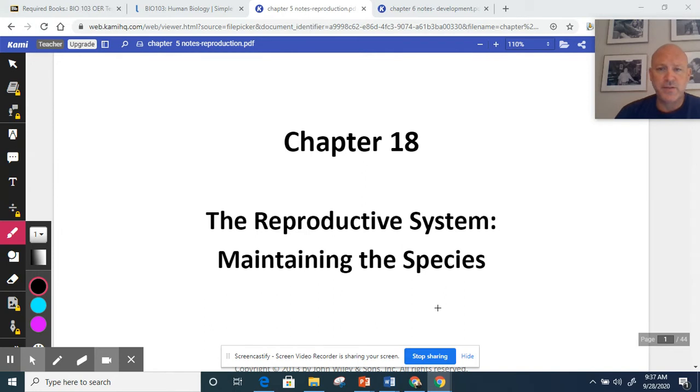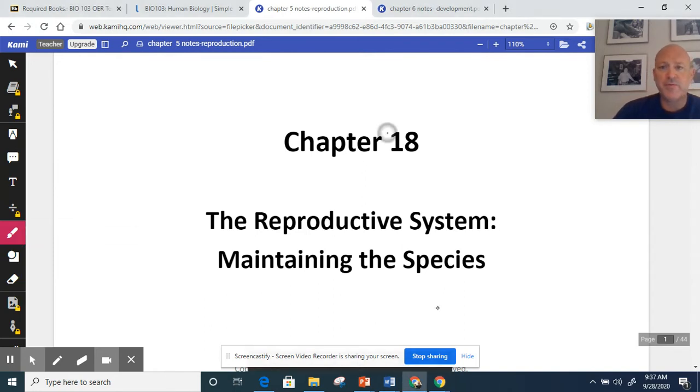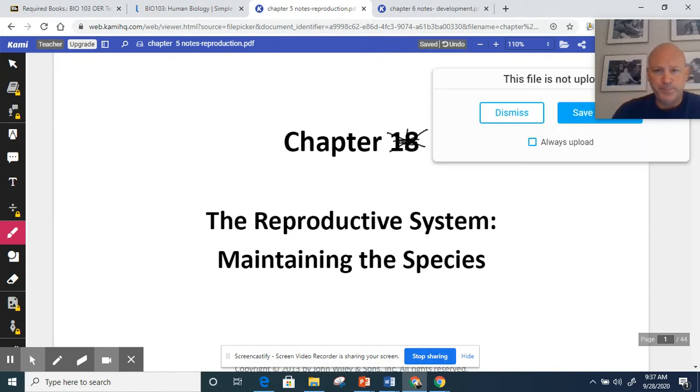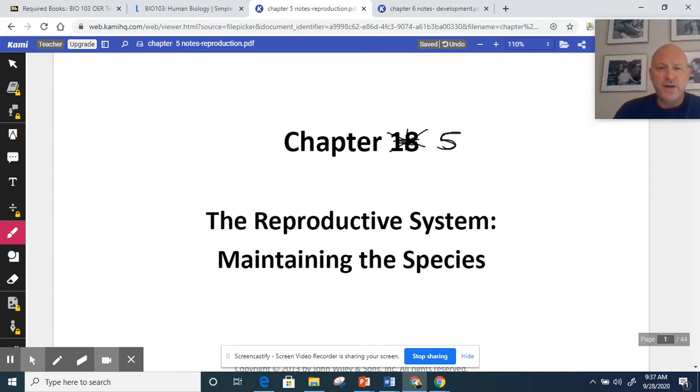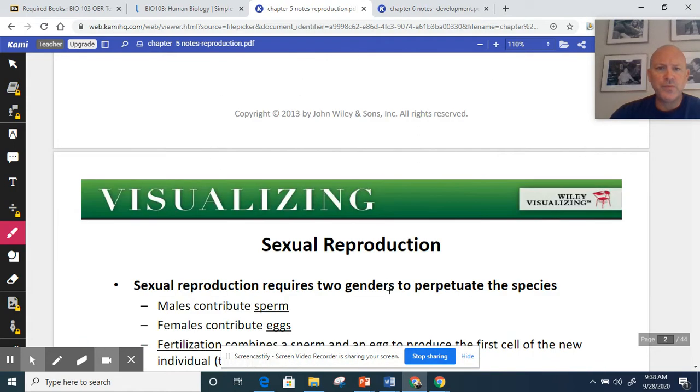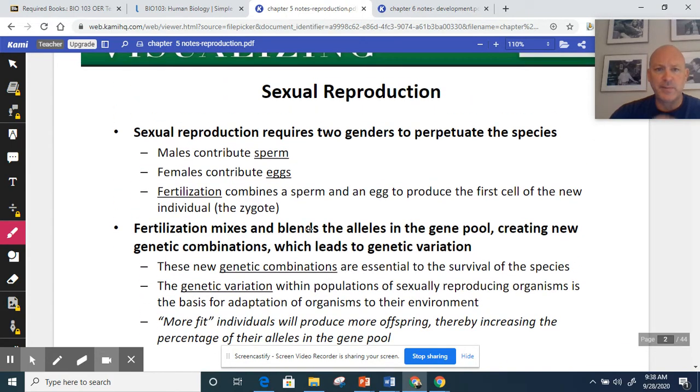This week we're looking at what the textbook is calling Chapter 5, so ignore that. This is actually Chapter 5, the reproductive system. The textbook divides the reproductive system into two chapters. The first one, Chapter 5, talks about the actual systems, the anatomy and physiology of the reproductive system. Then Chapter 6 gets into what happens after fertilization, so it gets into the development and whatnot. So we'll do two chapters on reproduction. Let's see what we got here.